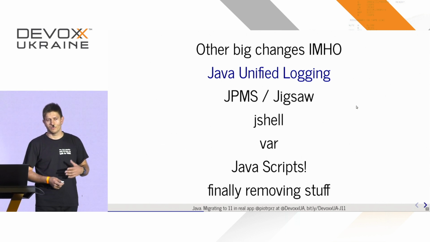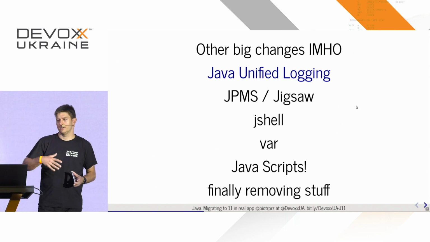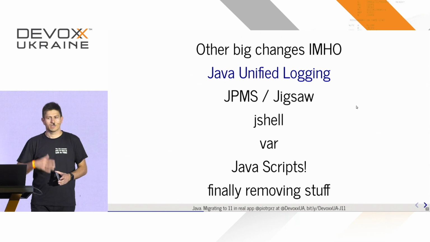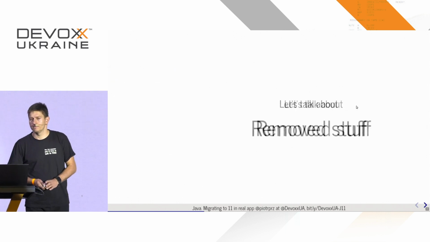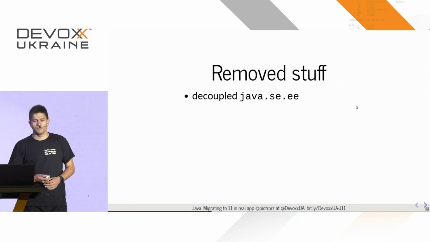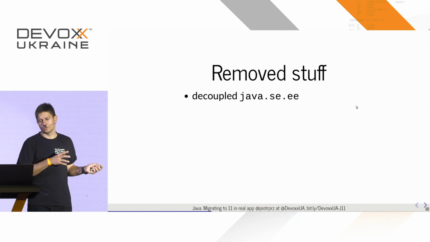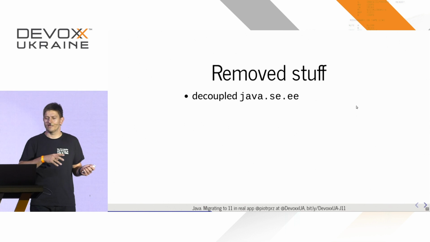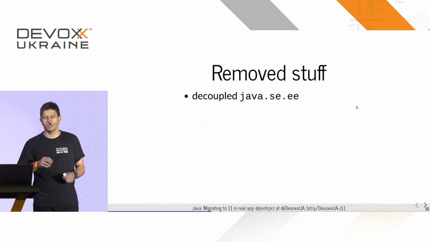So I think Java is moving faster and faster because they are not trying to keep the full backward compatibility. Some classes get removed, some methods get removed, and we have to deal with that, basically. So let's talk about this removed stuff. First, all these modules which were enclosed in Java Standard Edition Enterprise Edition module are gone now.